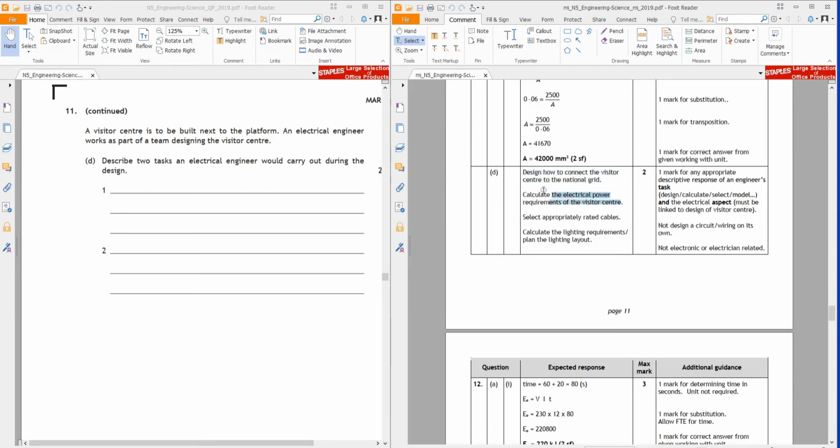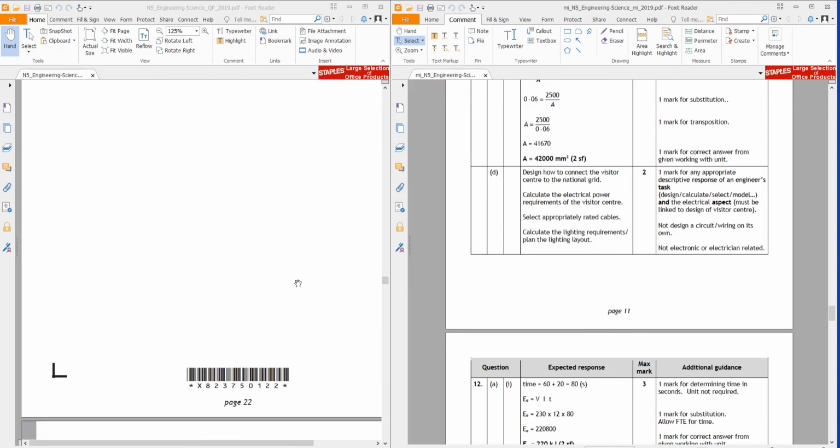They'll calculate the power requirements of the centre. They'll select appropriate cables. Okay, the more power a cable has to carry, the thicker it'll be, and calculate the lighting requirements and plan the lighting layout. Okay, an electrical engineer.